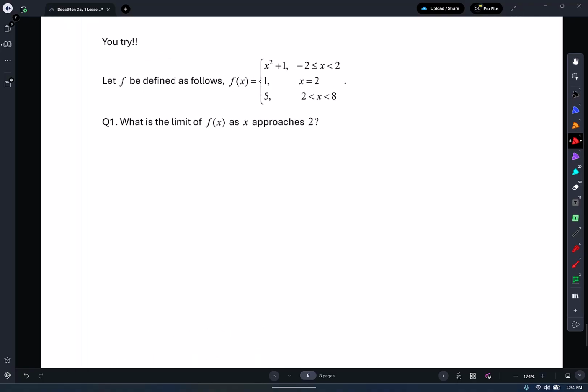Let f be defined as follows. What is the limit of f of x as x approaches 2? So first, can you write me the limit notation?